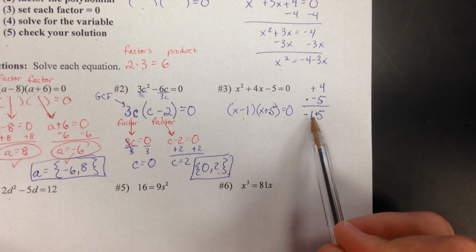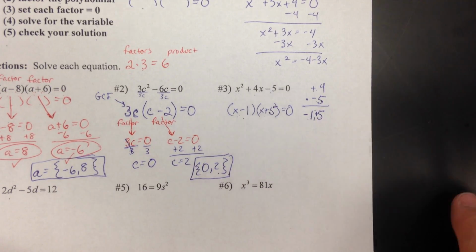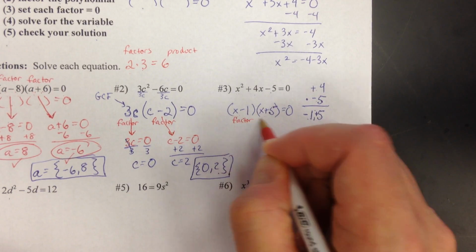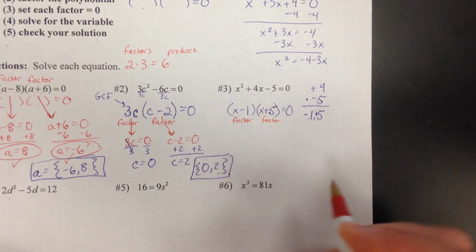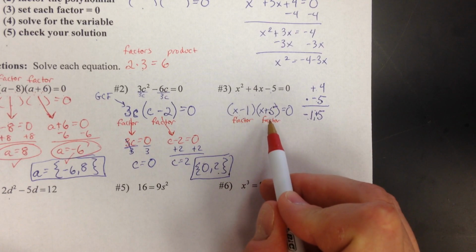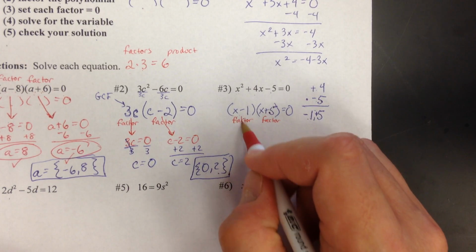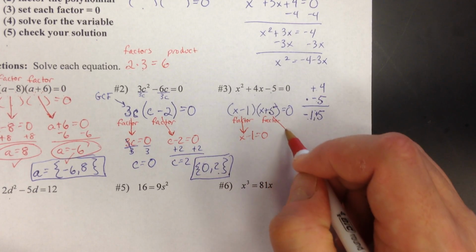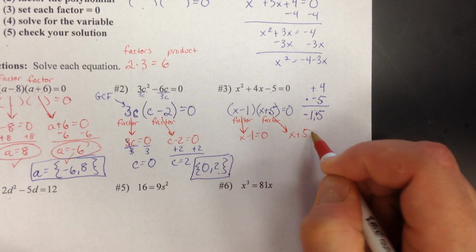-1 is not a solution. +5 is not a solution. But now that we have it factored, we have a factor times a factor, and the product is 0. That means that one of these has to be 0. So we're going to say maybe x minus 1 is 0. We're going to set that up. Or maybe x plus 5 is 0.